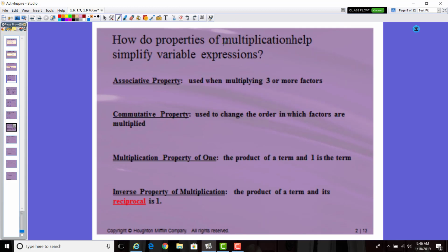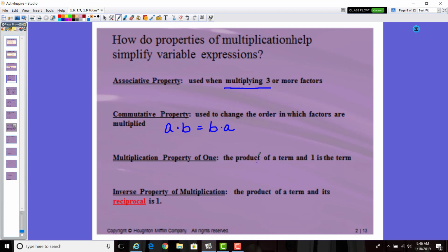How do properties of multiplication help simplify variable expressions? The associative property helps you simplify when you are multiplying 3 or more factors. Commutative property is used to change the order in which factors are multiplied. Remember, a times b is the same thing as b times a.